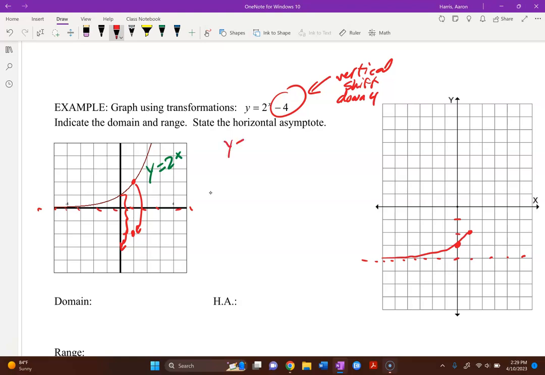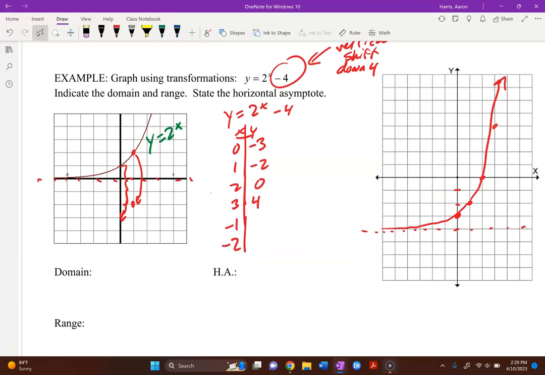And you can plug some other points in if you're not sure. 0, 2 to the 0 is 1. 1 minus 4 is negative 3. 1, 2 to the 1 is 2. 2 minus 4, negative 2. 2, 2 squared is 4. 4 minus 4 is 0. So you have 2, 0. 3, 2 to the third is 8. 8 minus 4 is 4. And so on. You can kind of see that. And of course, it'd be nice to go to the left as well. You can plug in some other points.